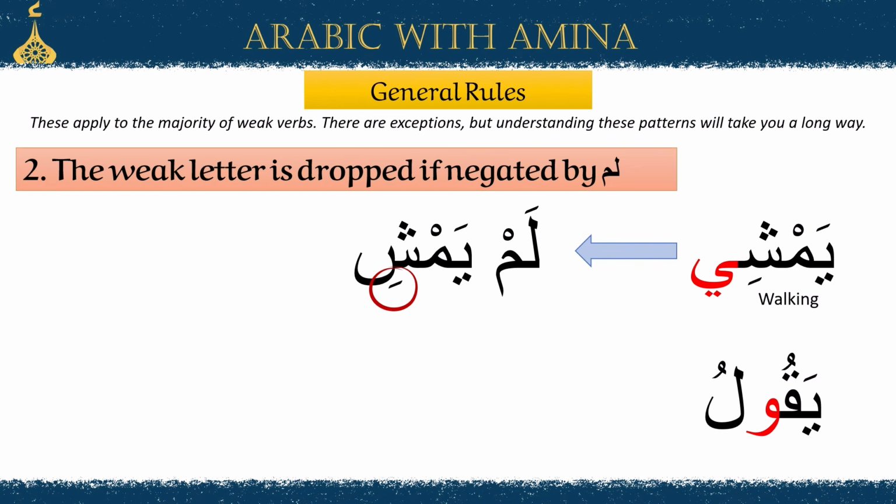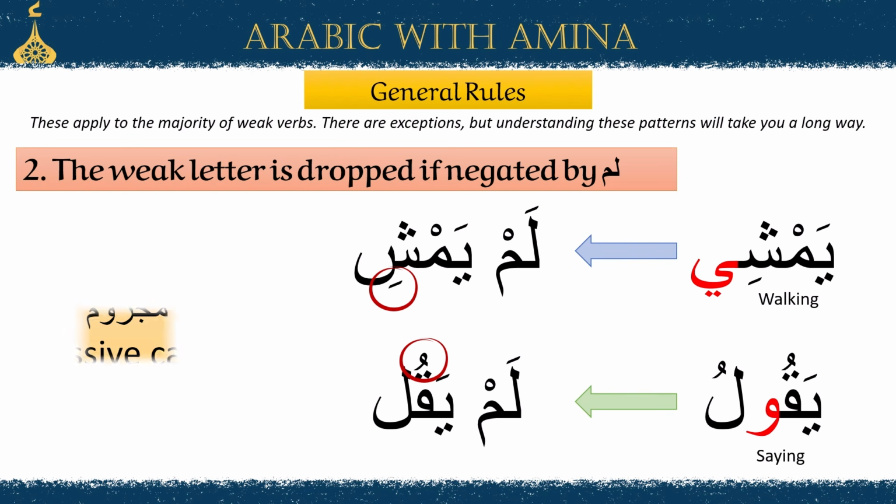We can also look at the verb يقول, saying. Negate it with lam. لم يقل, didn't say. We can see that the letter waw was dropped, and the corresponding short vowel, the dhamma, takes its place. But the point is that the particle lam puts these verbs in the majzoom or jussive case, causing the weak letter to drop. And the particle lam is probably the most commonly encountered jussive particle, but any particle that functions the same way will produce the same result.